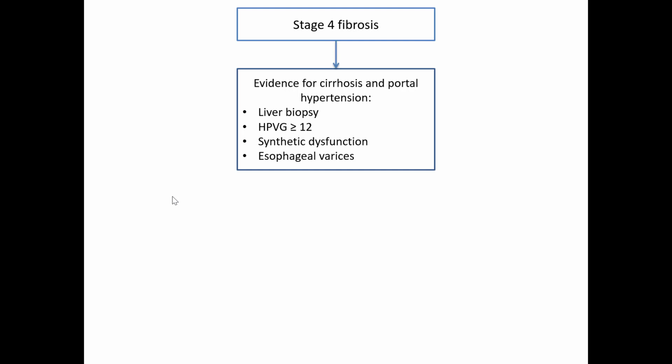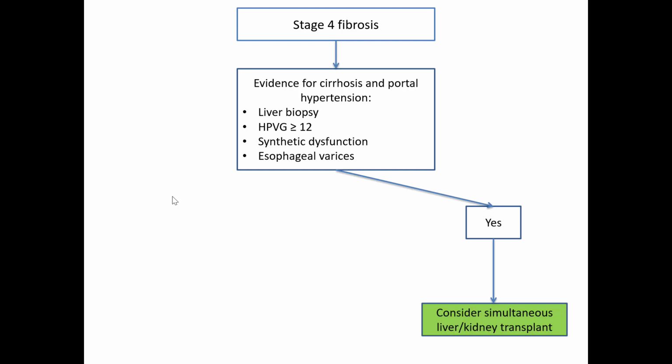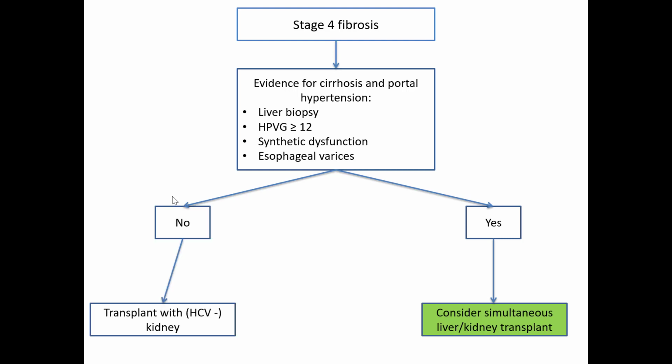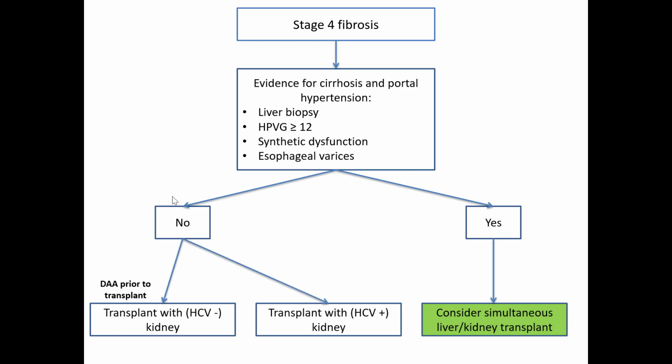But if the patient has stage 4 fibrosis with evidence of cirrhosis and portal hypertension represented in either liver biopsy, hepatic venous pressure gradient more than 12, synthetic dysfunction, or esophageal varices, if any one of them is present, then we can consider simultaneous liver and kidney transplant. But if this evidence of cirrhosis and portal hypertension is absent, then we can transplant with an HCV negative kidney with DAA prior to transplant, or we can transplant with an HCV positive kidney with DAA after transplantation.